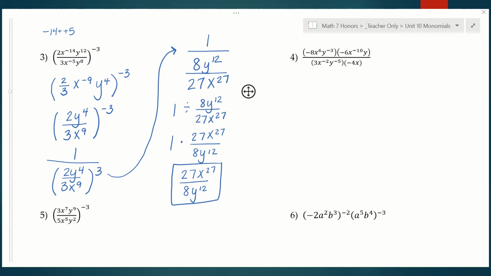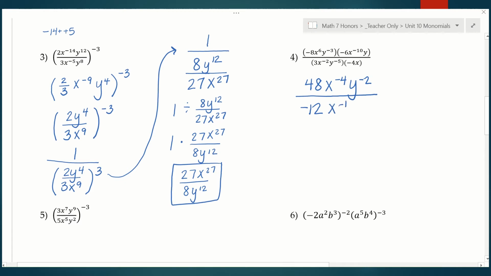So if we do that, negative 8 times negative 6 is positive 48. X to the 6th times x to the negative 10th is x to the negative 4th. And y to the negative 3rd times y to the 1st is y to the negative 2nd. And then on the bottom, 3 times negative 4 is negative 12. X to the negative 2 times x to the 1st is x to the negative 1st. And then there is no y to multiply by, so I'm going to leave that y to the negative 5th.